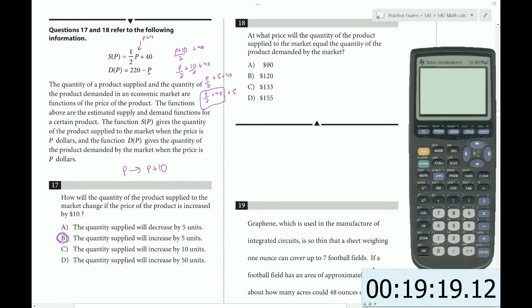Next, at what price will the quantity of product supplied equal the quantity of product demanded? So they want supply to equal demand. So I can just set the right-hand sides equal to each other. So again, I write P over 2 plus 40 equals 220 minus P. Okay, so now I can add P to both sides. So that gives me, I have 1/2 P and 1 full P, so that gives me 3/2 P.